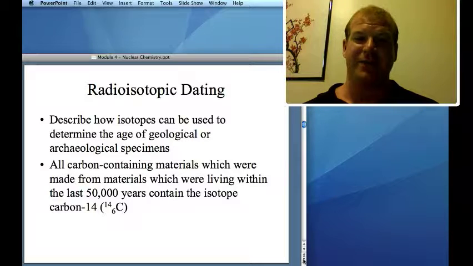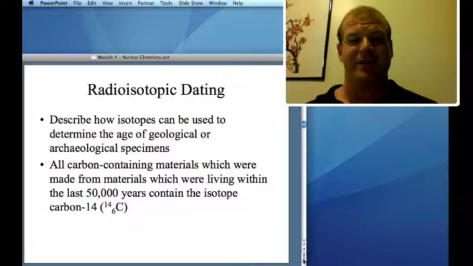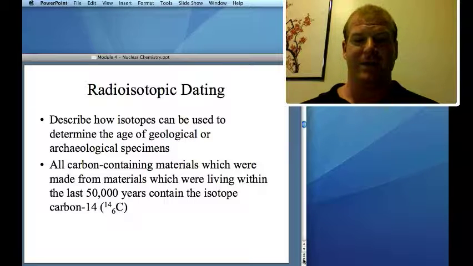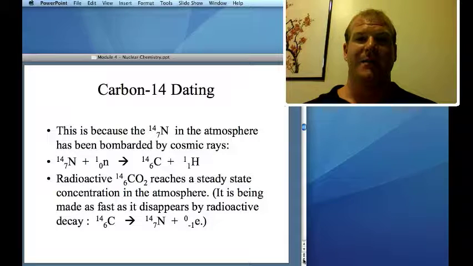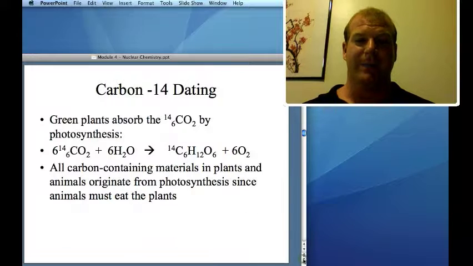So things that were living that are less than 50,000 years old, we can carbon date them using carbon-14. Here's a general idea of carbon-14. Carbon-14 is made by hitting nitrogen, which makes up most of the atmosphere, with a neutron from the sun and other stars and cosmic rays, and it forms radioactive carbon-14. That reacts with oxygen to make radioactive carbon dioxide, and then this radioactive carbon is disappearing.